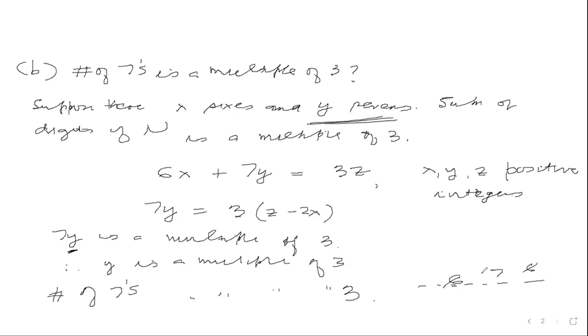If I have one 7 or two 7s, it doesn't work. Three, it works. Four 7s and five 7s doesn't work. Six, it works. So the number of 7s is a multiple of 3. So mentally, you could have figured this out. And then when you write it out like this, it becomes a proof, explaining everything nicely. Okay, and the last part is find n.